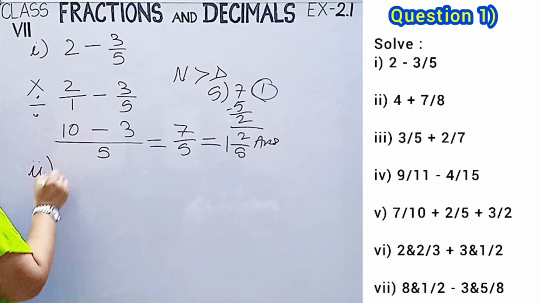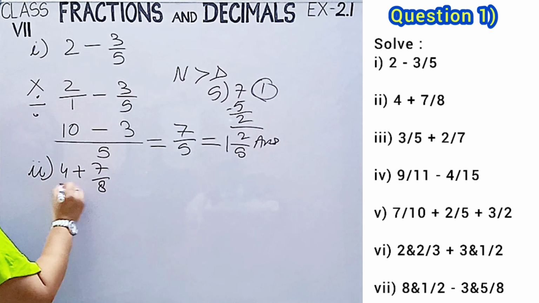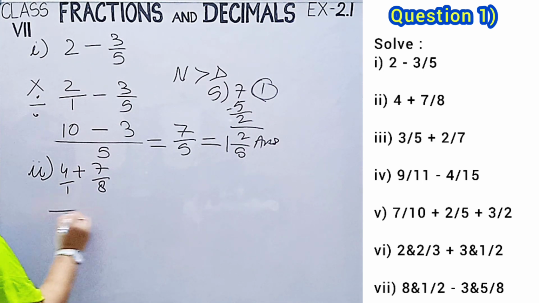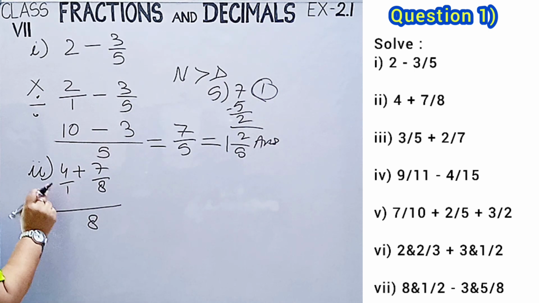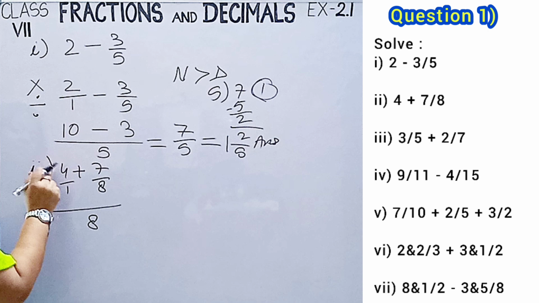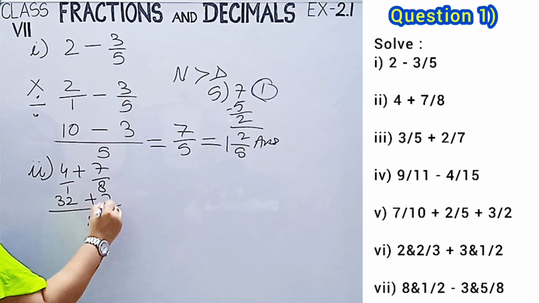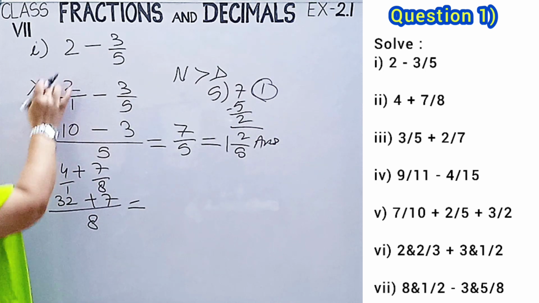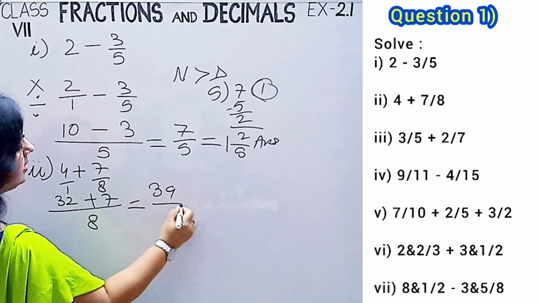Second part, 4 plus 7 upon 8. So we will write down here 1, 8. 8 will be divided by 1. After that we will multiply with 4. So 8 4s are 32 plus 7. We have already done how to do this part. 32 plus 7, 39 upon 8.